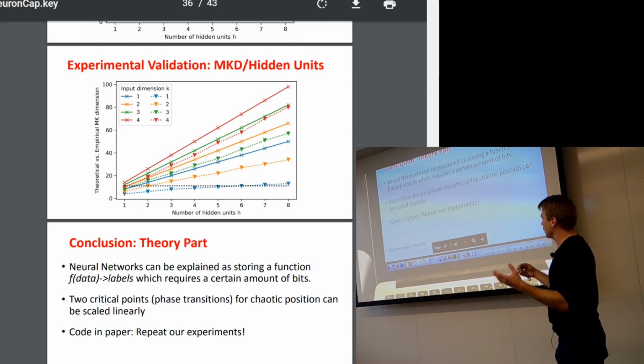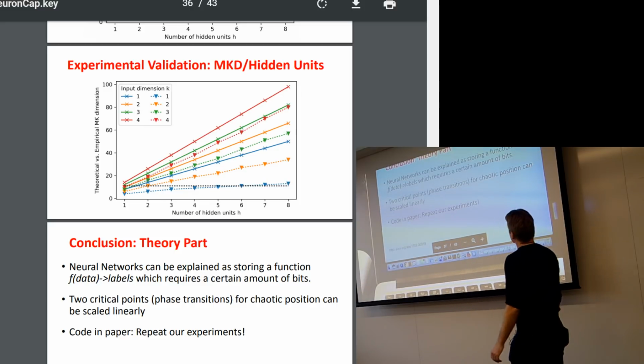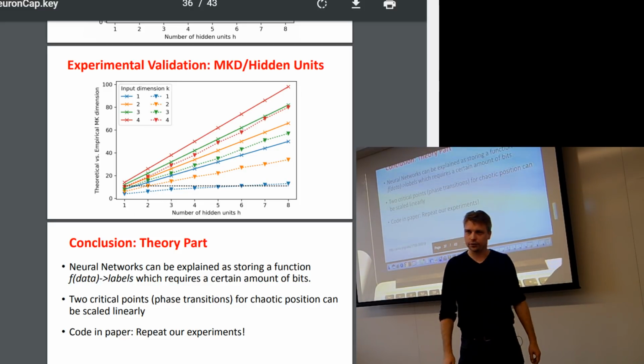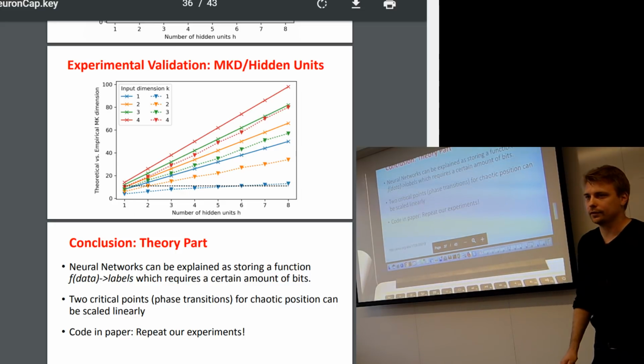So now, the conclusion of the theory part is we can totally explain neural networks as storing a function from data to labels requires a certain amount of bits, okay? We have these two critical points, and they have been called phase transitions. If you're a physicist, that makes sense.